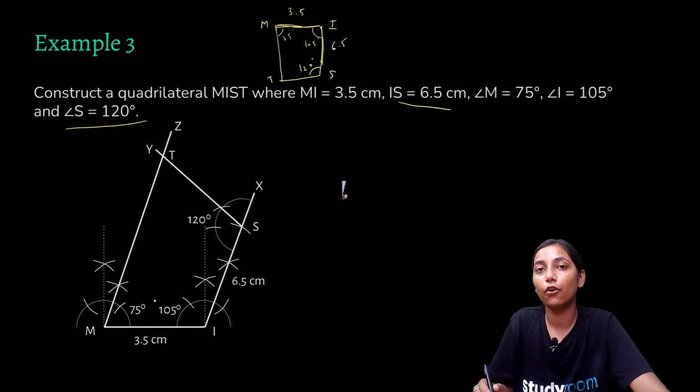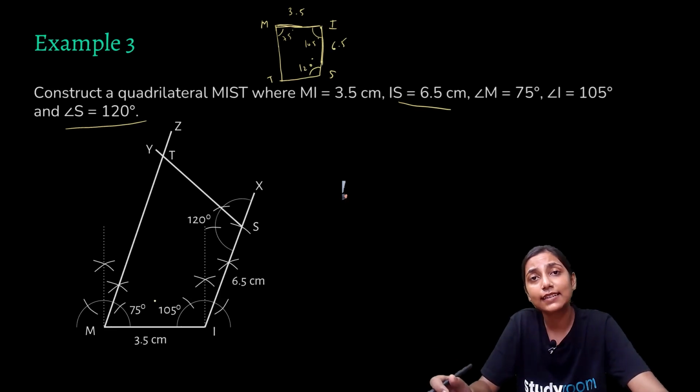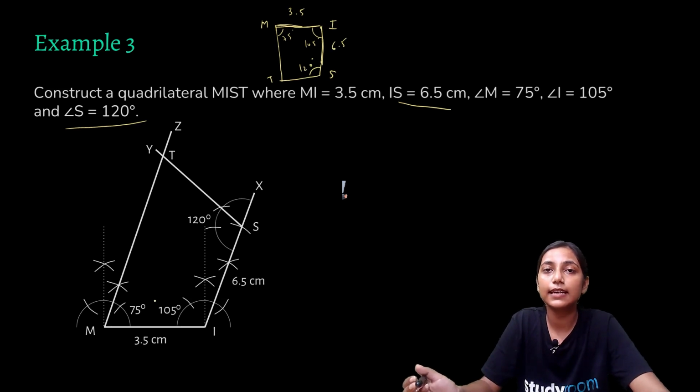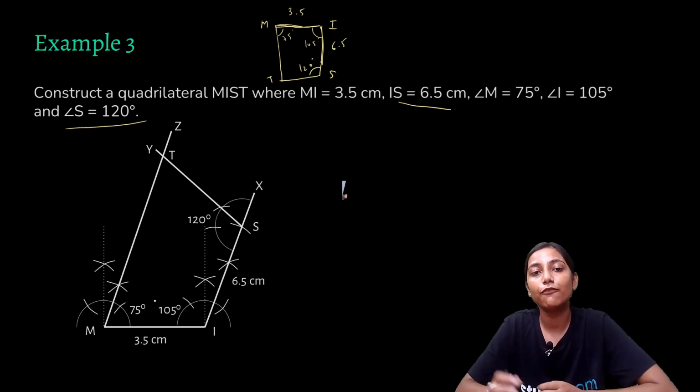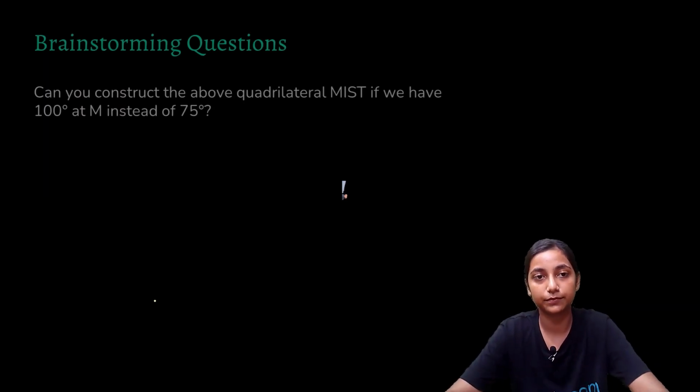So this is how we followed all the steps, starting from a line segment, constructing all the angles that were given to us, and then further on we used all the line segments, extended those line segments, and then saw where those line segments were intersecting. The points of intersection were the vertices of our quadrilateral.